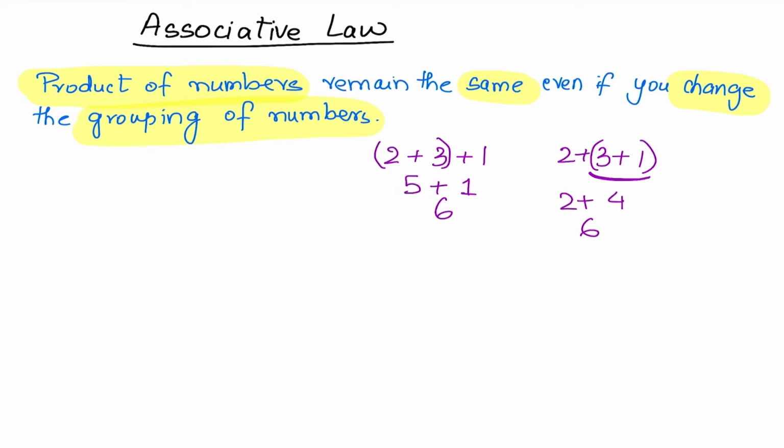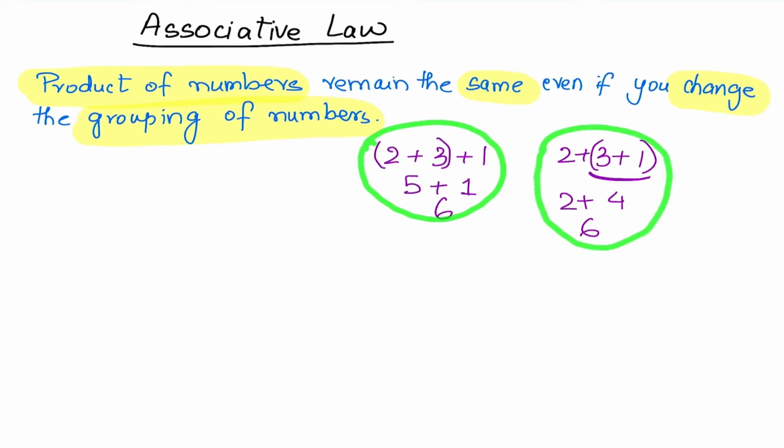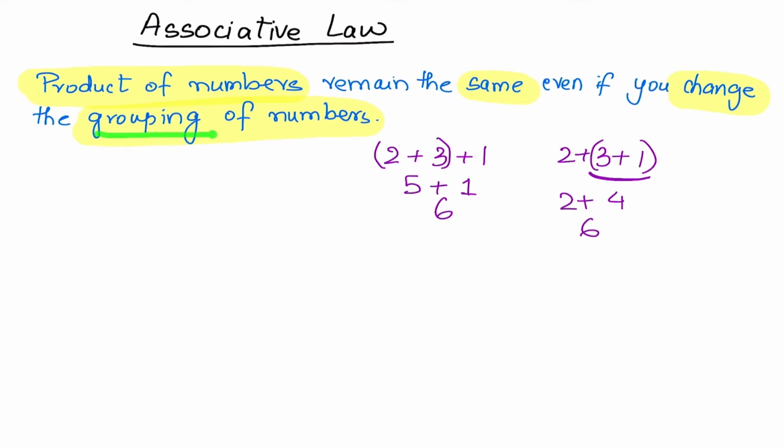So here also in the associative law of addition, you can see that it does not matter how you group the numbers, the end result was always the same. Similarly, in associative law of multiplication, you can see that the grouping of numbers is not important. The product will remain the same. Does not matter how you group the numbers. Let's look at an example.